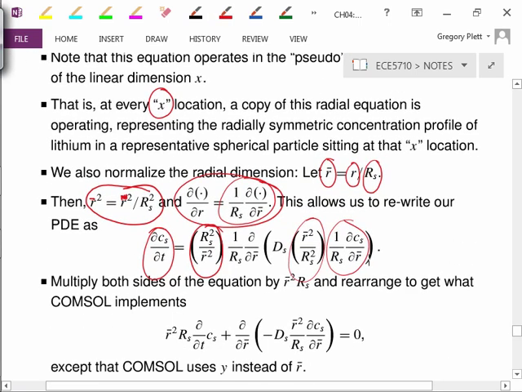If I multiply both sides of this expression by r bar squared times rs and rearrange, I get what we actually implement in COMSOL. So multiplying by r bar squared times rs on this side and r bar squared times rs on that side, I have that rs squared and that rs squared cancel out. I have an rs squared in the denominator, which is going to cancel one of them, so I end up with 1 rs.